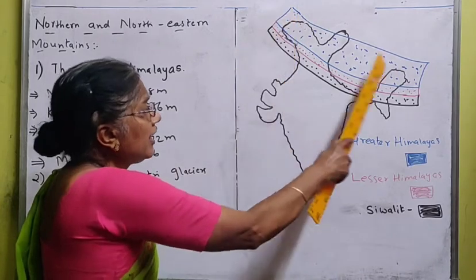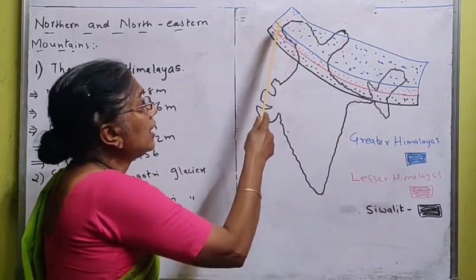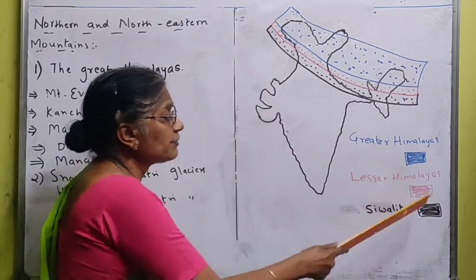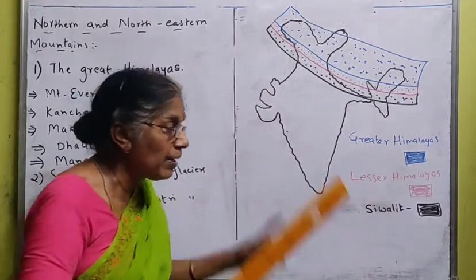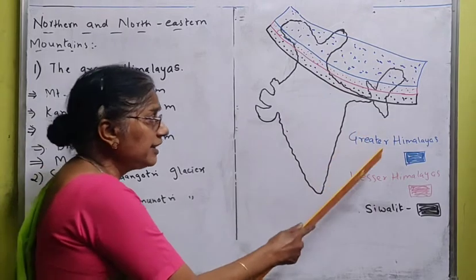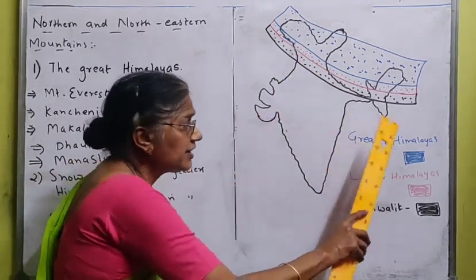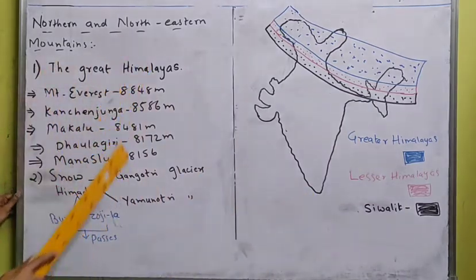The Greater Himalaya, which is marked in blue, the Lower Himalaya, which is marked in red, and the Shivalik hills, which is marked in black. We are going to study each division in detail. First division is the Greater Himalayas.